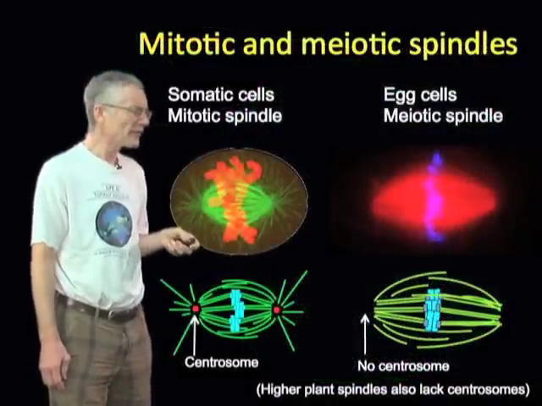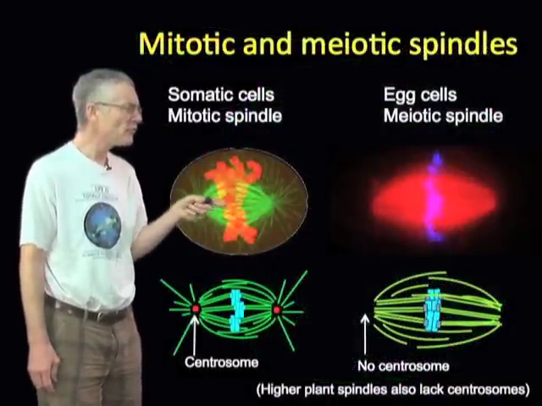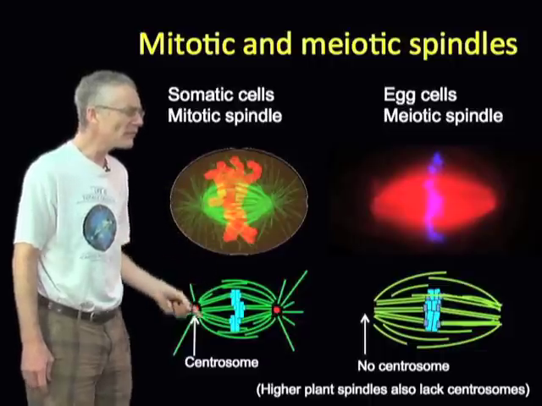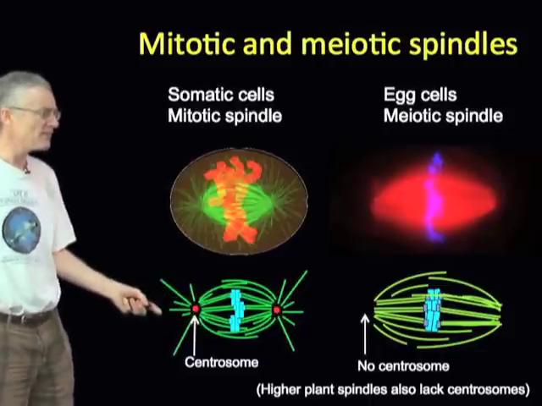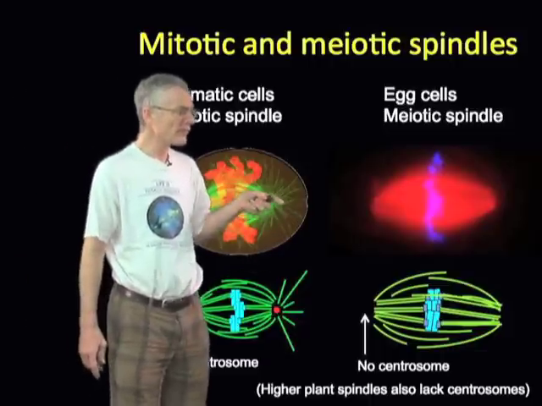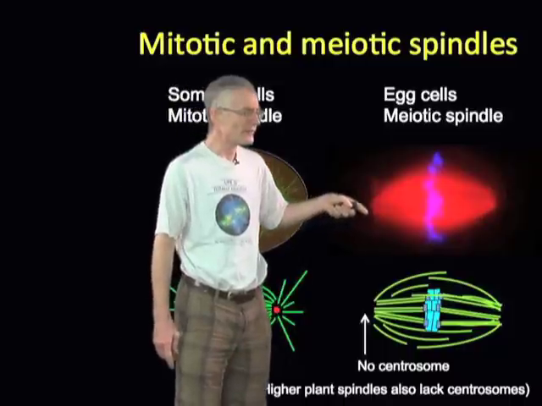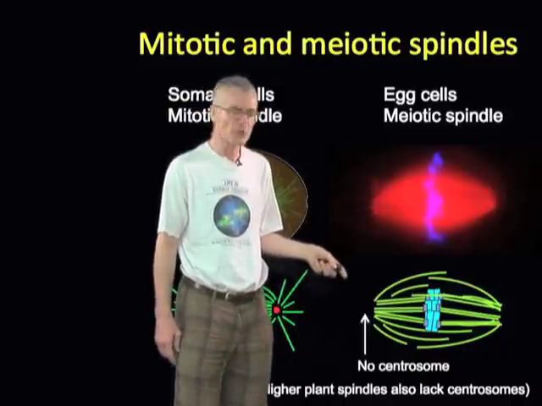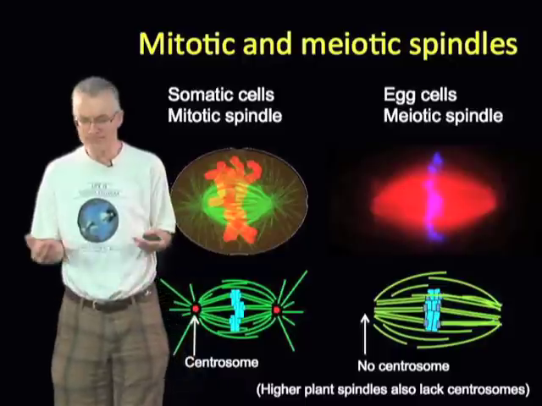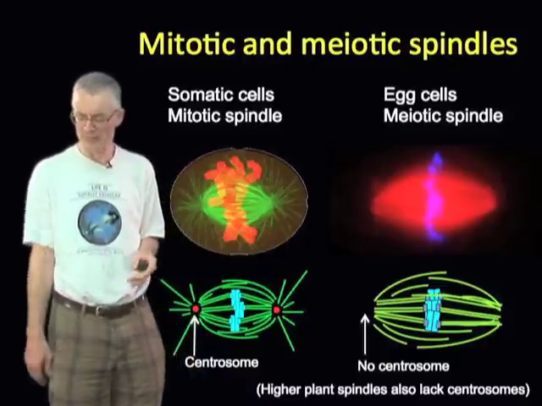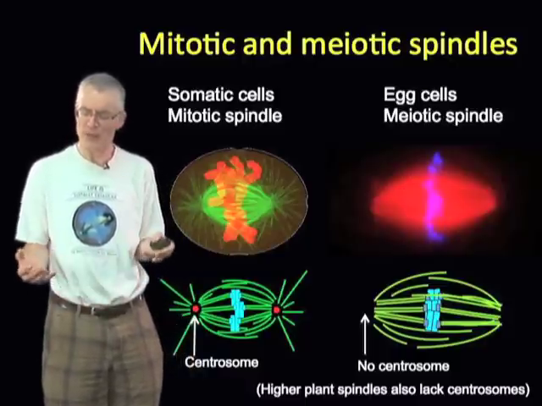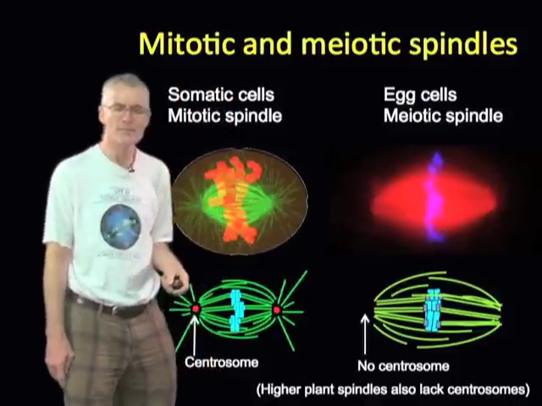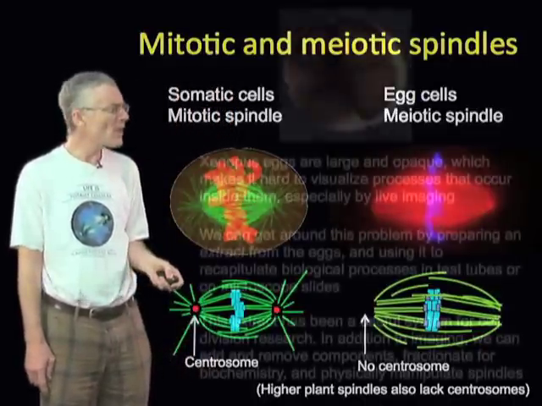Let me just do a little bit of review here. I've shown you a somatic spindle dividing, that PTK2 spindle. Those spindles have centrosomes here, but the spindle we're going to focus on, these egg meiotic spindles, are organized a little differently. They don't have centrosomes. They're sometimes called anastral spindles, and other organisms make spindles that way. For example, higher plants lack centrosomes, and they have spindles that look a lot like these egg meiotic spindles.